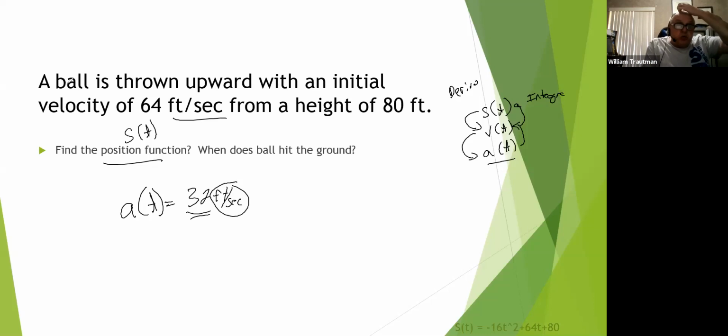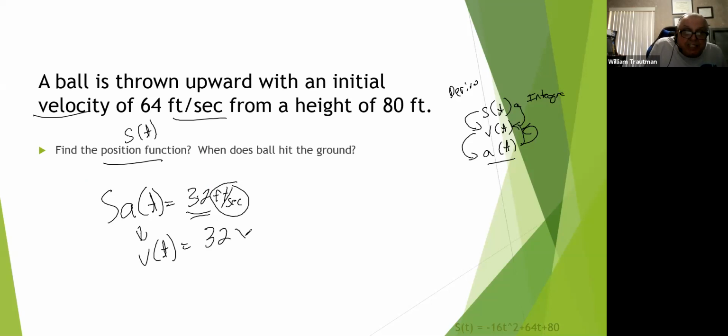So to get from acceleration to velocity, you have to integrate acceleration. So we're going to integrate the constant. Remember, the integration of a constant is just x, right? It's x to the 0 power, you add 1 and put it. So the integration of a constant is just x. So it's 32x. And don't forget about the plus c. So this is the velocity function.